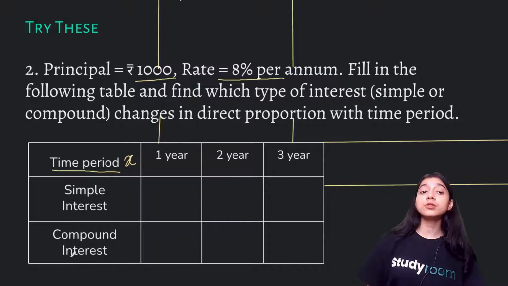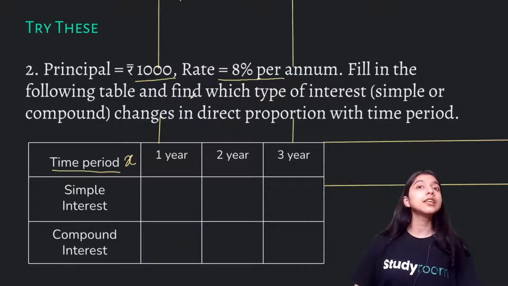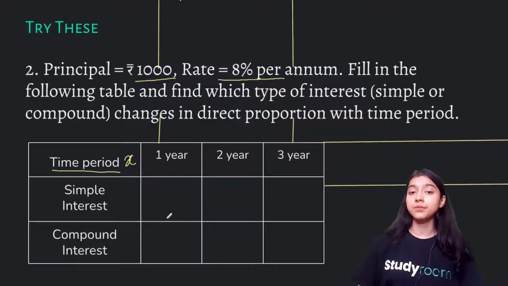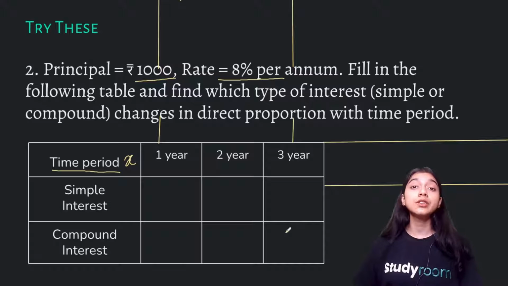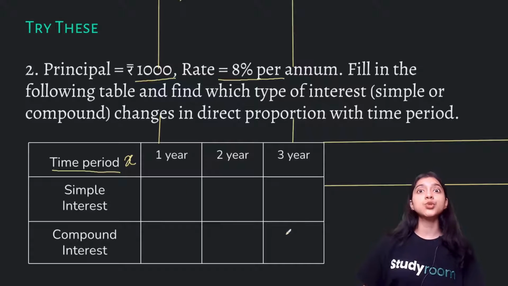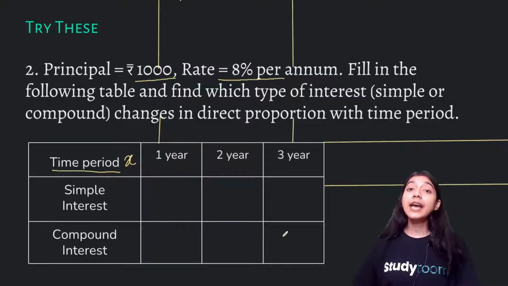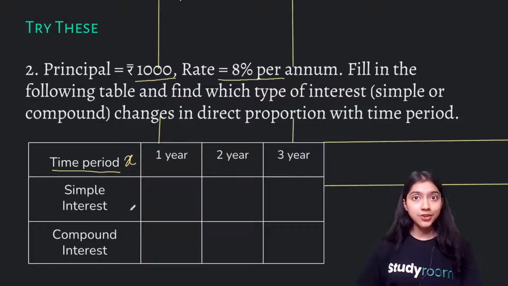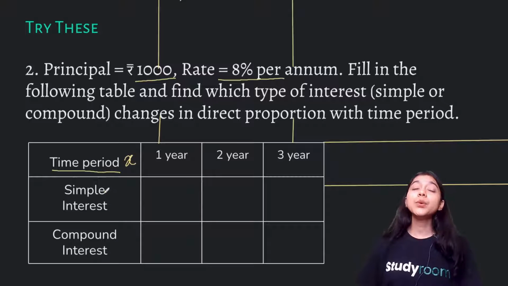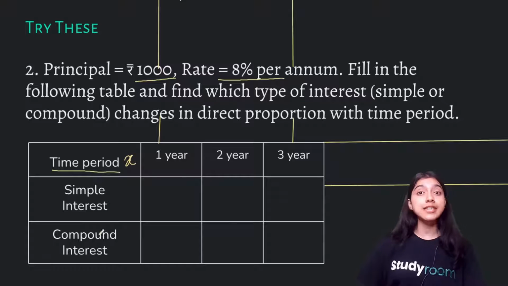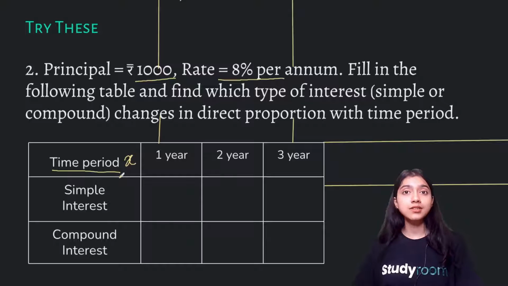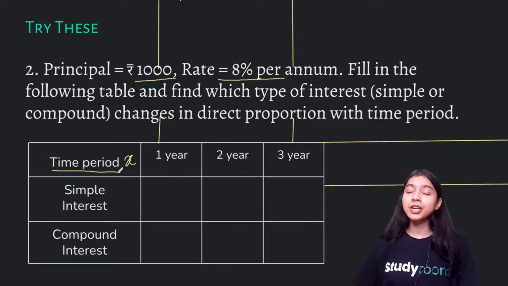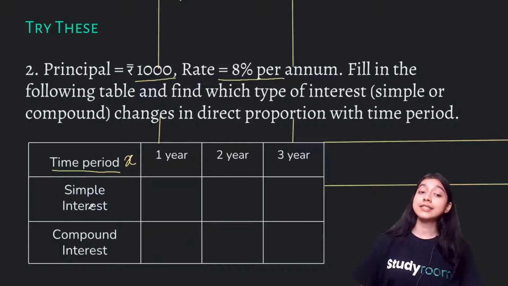And then we have to also calculate compound interest with principal equals rupees 1000 and rate equals 8% per annum for each of these three cases where the time period is changing from 1 year to 2 years and from 2 years to 3 years. And then we have to see whether simple interest or compound interest is in direct proportion with the time period. So basically we have to check the ratio of simple interest and time period and compound interest and time period and see whose ratio gives us a constant, that particular thing will be in direct proportion with the time period. So first of all, let's calculate simple interest.